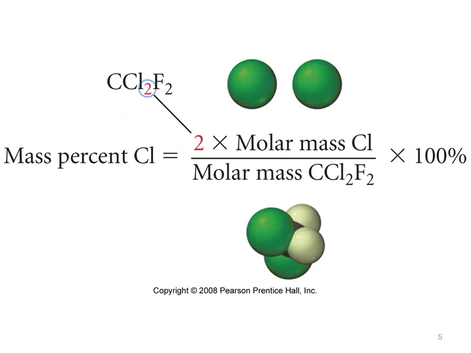Mass percent. Here, if you wanted the mass percent of chlorine, you've got 2 in CCl2F2. 2 times the molar mass of Cl divided by the molar mass of CCl2F2. So again, that's the picture. Got two of these in the molecule. Here's the whole molecule. Mass of this divided by mass of this, and you got two of those, so that's why it's the mass of the whole thing, two of those.